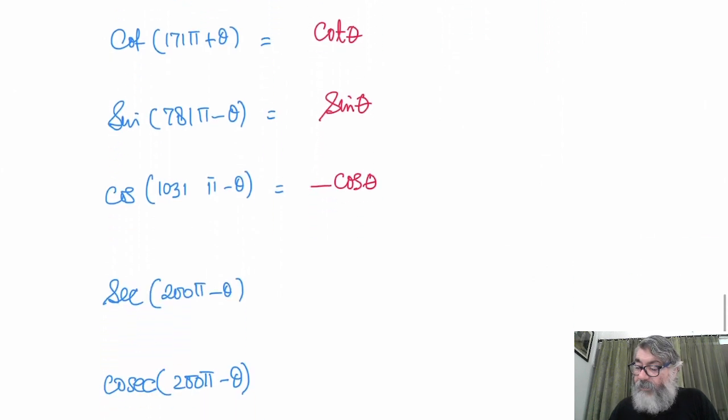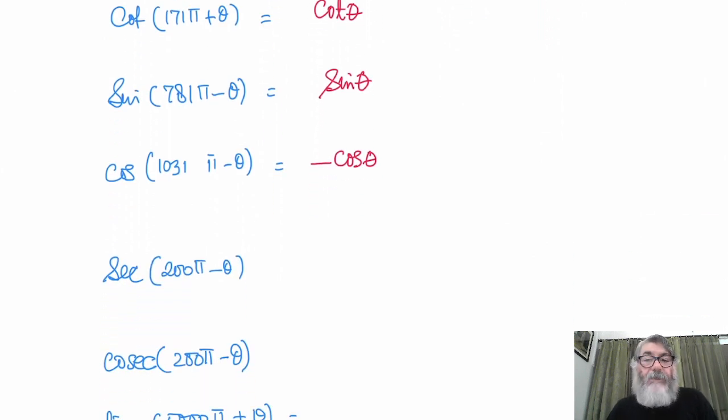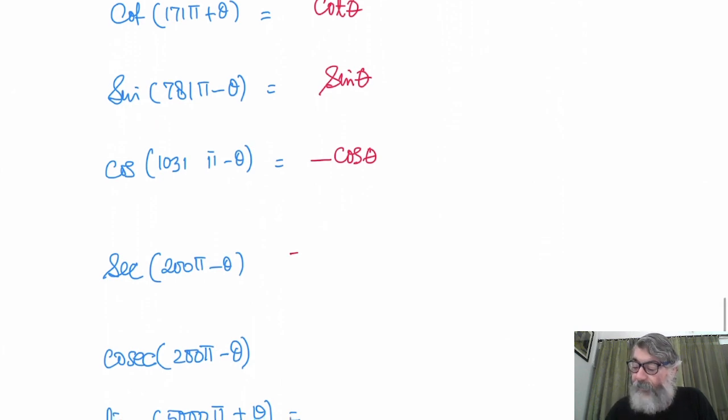Now let us see sec of 200 pi minus theta. 200 pi is again an even multiple, it will fall along OX, line 1, the positive direction of X, minus theta means it will come into the fourth quadrant. In the fourth quadrant, cos and sec are positive, so sec will remain sec theta only. Plus sec theta, because cos add sugar to coffee, cos and sec are positive.